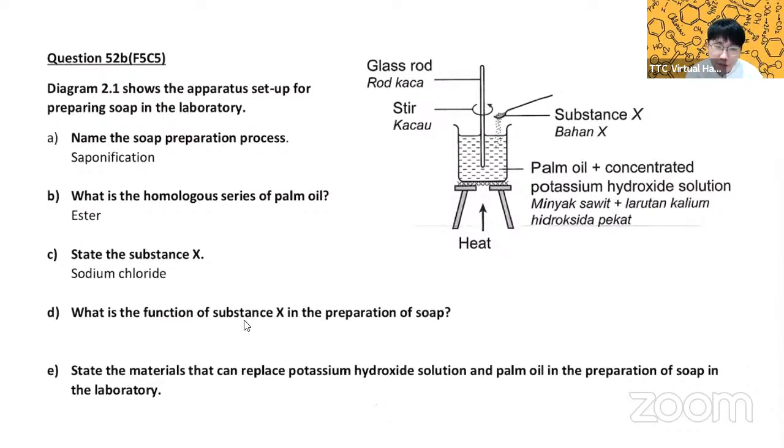So what is the function of X? As I said just now, it is to actually reduce the solubility of your soap. So the answer: reduce the solubility of soap in water, or to precipitate soap out.